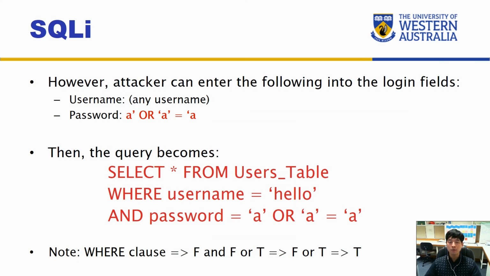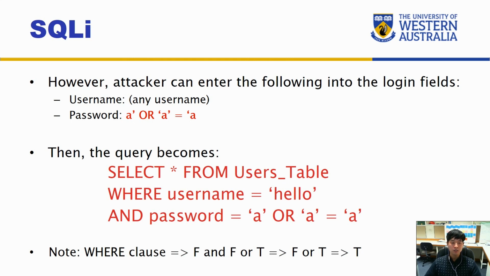So the query will become, from there, select star from user table where username equals, let's say we typed hello, and password equals 'A' or 'A' equals 'A'. Okay, and in the where clause, what happens is we have username equals hello. This is going to give us false, and password equals A. This will likely be false, or A equals A.